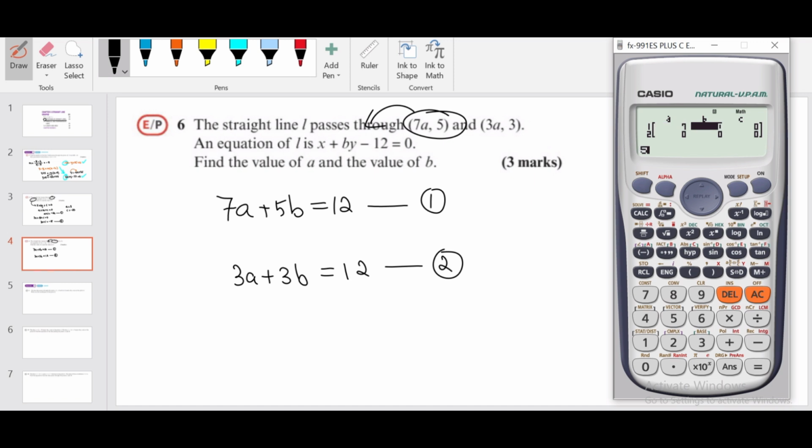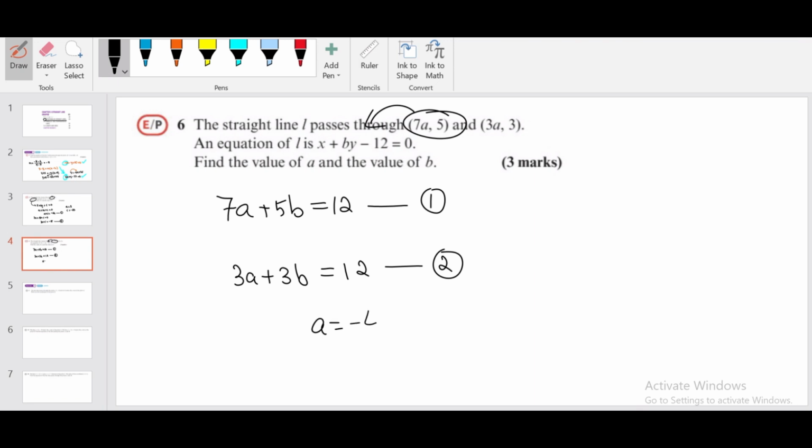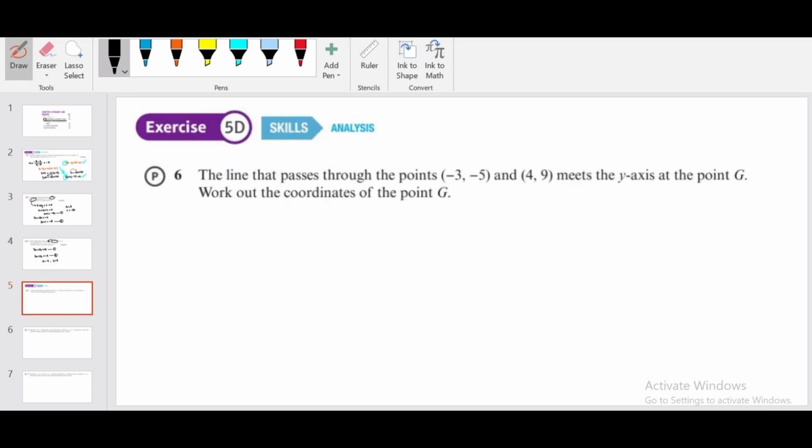7, 5, 12, 3, 3, 12, minus 4 and 8. So A is minus 4, B is equal to 8. That's all. So since there is nothing much in exercise 5C, I'm going to move on to exercise 5D now.